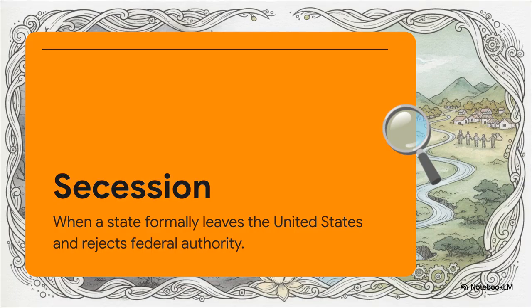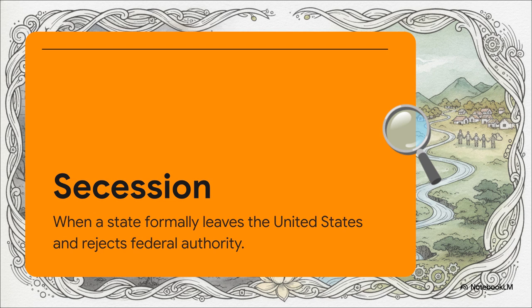Now, to understand what happened next, we really need to nail down the word secession. Basically, it's when a state formally declares, hey, we're leaving the United States, and completely rejects federal authority. And look, this was not some peaceful protest march. It was an extreme, legally unrecognized step. Several southern states chose to secede because they truly believed their rights, especially the right to keep and expand the institution of slavery, were under direct attack.